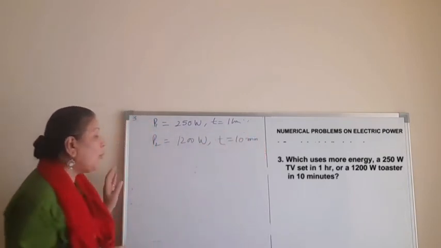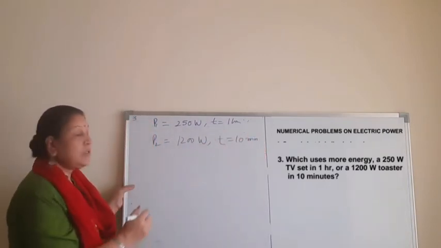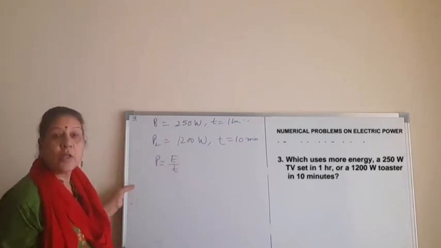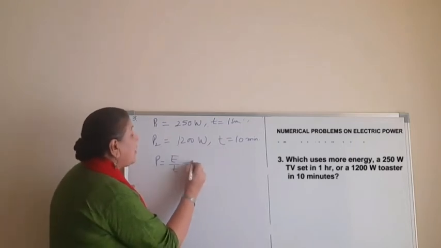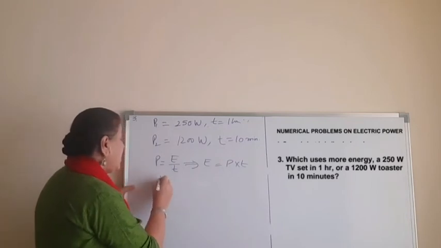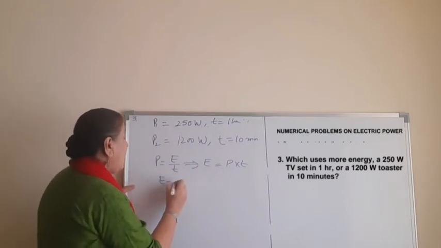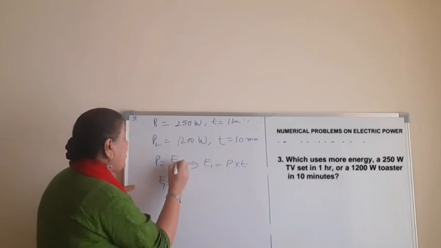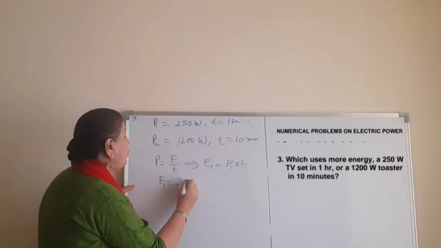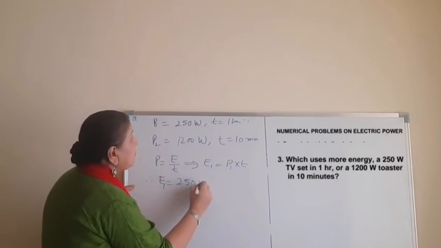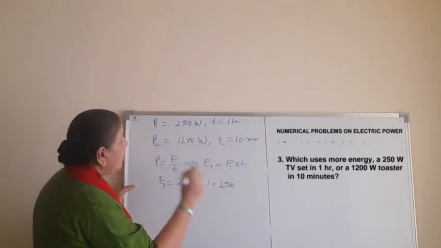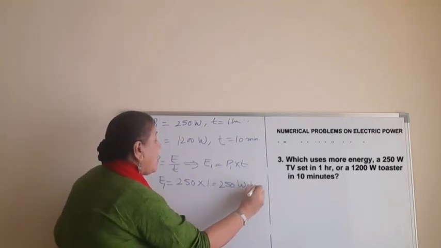Which uses more energy? We are going to use the formula P is equal to E by T. The rate of consuming energy is called the electric power. From here, E is equal to P into T. Therefore, referring to it as E1, E1 is equal to P1, which was 250, into T, which was 1 hour.